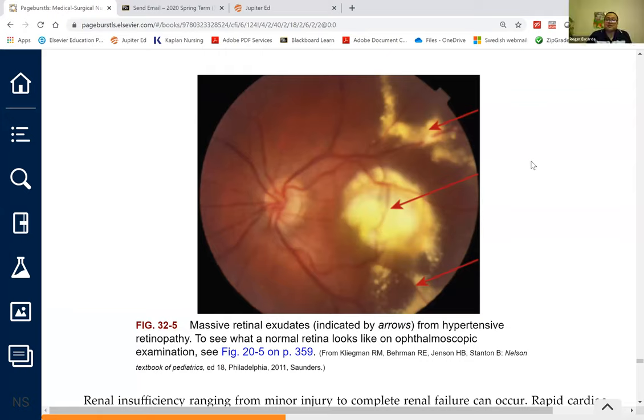And antihypertensive. Yeah, you follow the DASH diet, okay? I'm not a nurse practitioner. I can't prescribe medications.